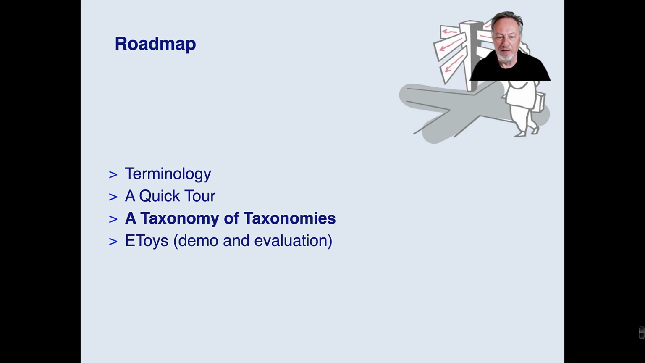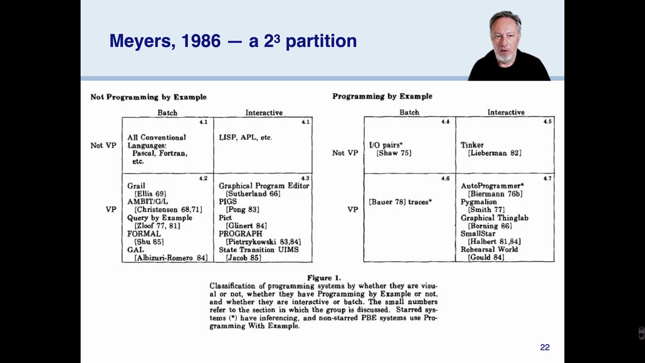Now let's try and take a step back and see what we can learn from this. There were several attempts to classify visual programming languages over the years, and in my opinion, they were interesting efforts, but they don't give us a great deal of insight into visual programming languages and their different variants. So Myers in 1986, this is quite some time ago, has factored visual programming languages into 2 by 2 by 2 quadrants.